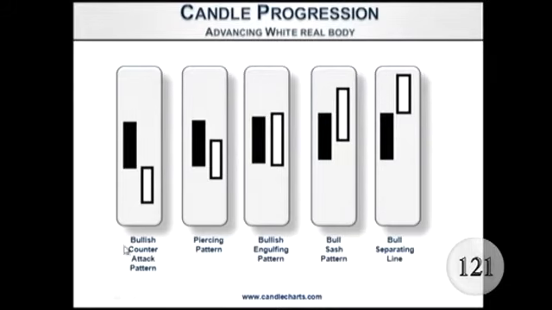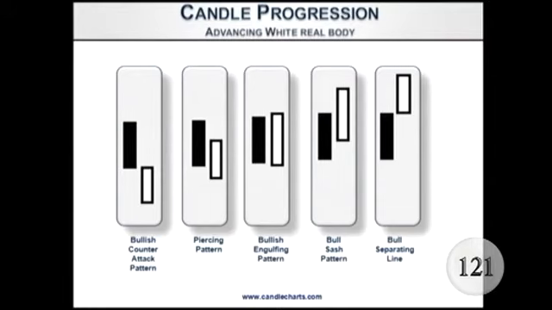Essentially, if you just want it down and dirty, the more the white candle gets into the black real body, the more positive the signal. But it's not as easy as that, and I'm going to go through these. So these are all the candle patterns we're going to be looking at in order. This is the sequence. We have a logical order now.